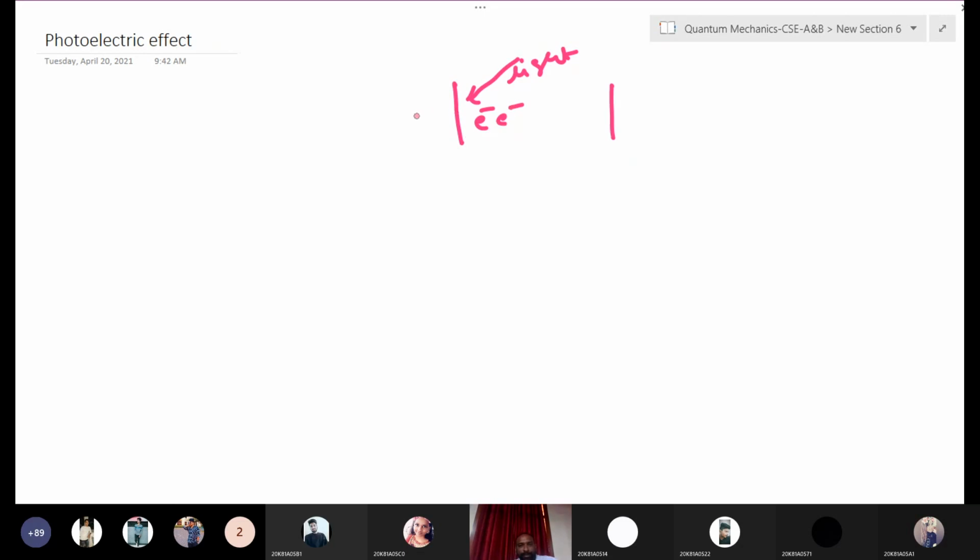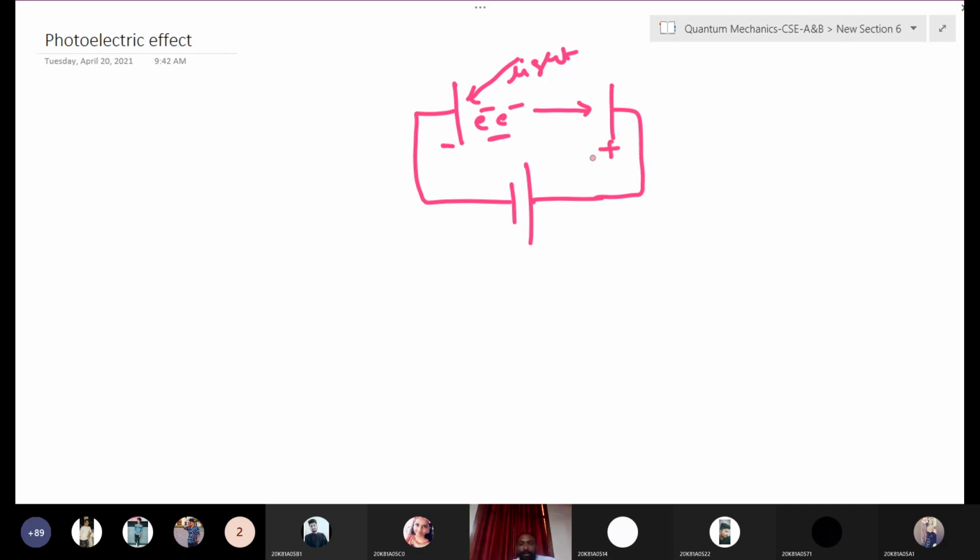Electrons are ejected. When you connect this to some potential or battery, anything like that, this is the negative plate, the cathode, and this is the anode, the positive plate. These electrons are attracted towards the other end, and then there is a flow of electrons. These emitted electrons we call photoelectrons, and the current due to these photoelectrons we call photocurrent.